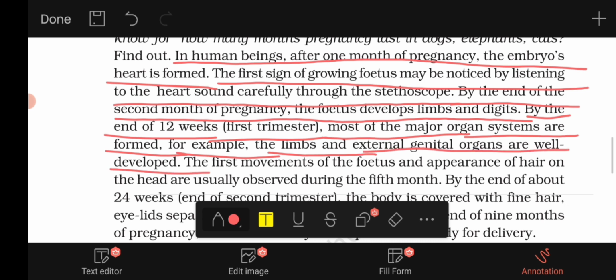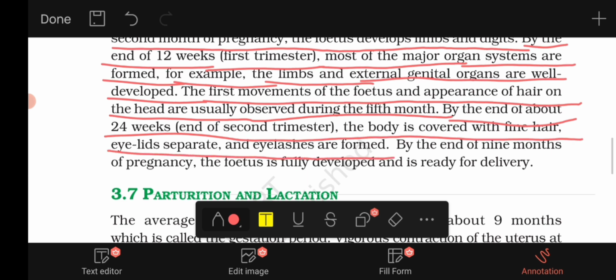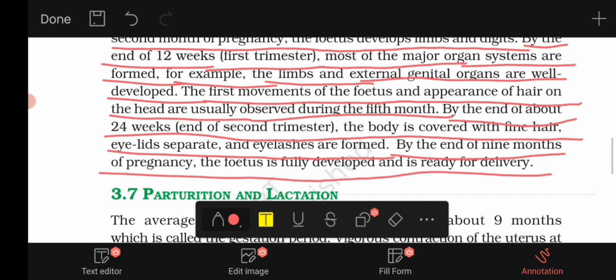The first movement of the fetus and the appearance of hair on the head is usually during the 5th month. By the end of 6 months or about 24 weeks, that is the second trimester, the body is covered with fine hair, eyelids separate, and eyelashes are formed. By the end of 9 months of pregnancy, the fetus is fully developed and ready for delivery.